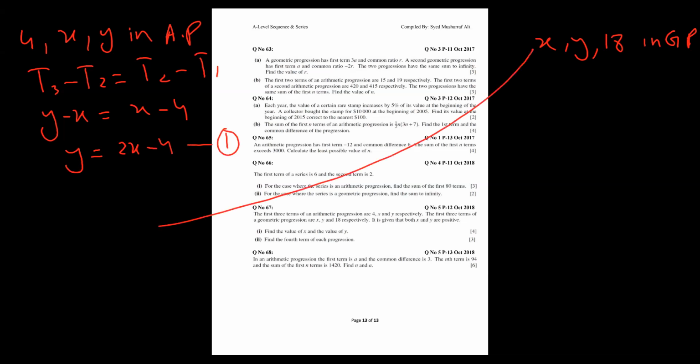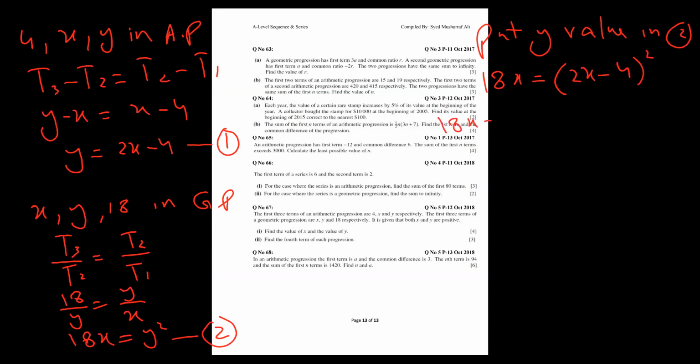Now I'm using this link here. According to the condition, x, y, 18 are in GP. So the third term divided by the second term equals the second term divided by the first term. Let's start: 18 over y equals y over x. Cross multiplying, I get 18x equals y squared, equation number 2.